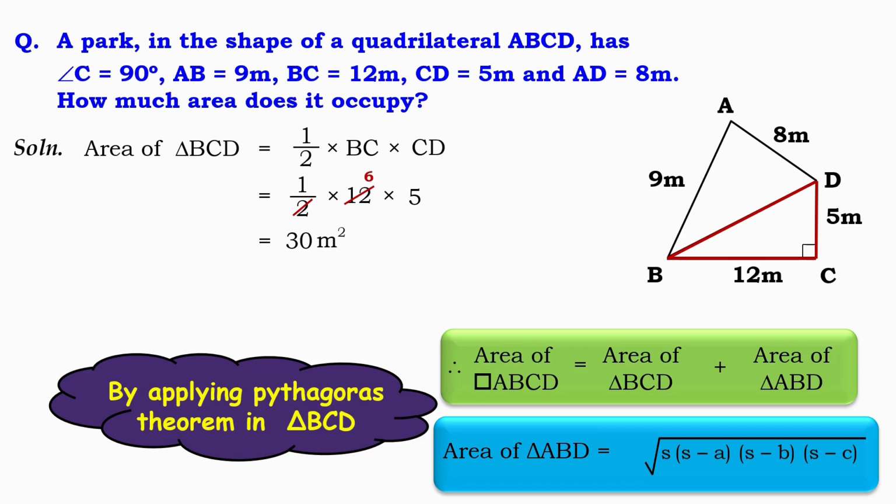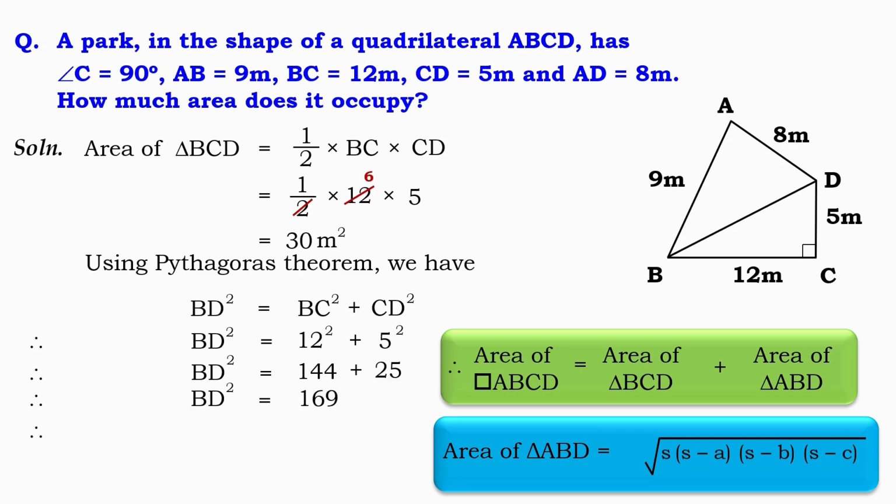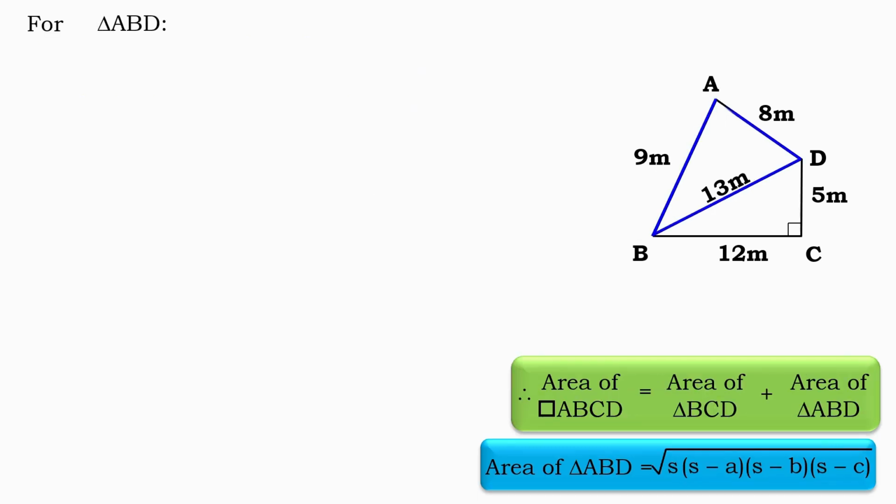So now we can apply the Pythagoras theorem. We have BD square equal to BC square plus CD square. So BD square will be 12 square plus 5 square, that is 144 plus 25, which becomes 169. So BD will be square root of 169, that is equal to 13 meter. So now we got all three sides of triangle ABD. Now let us calculate the area of triangle ABD. So A is 13, B is 8 and C is 9 meter.